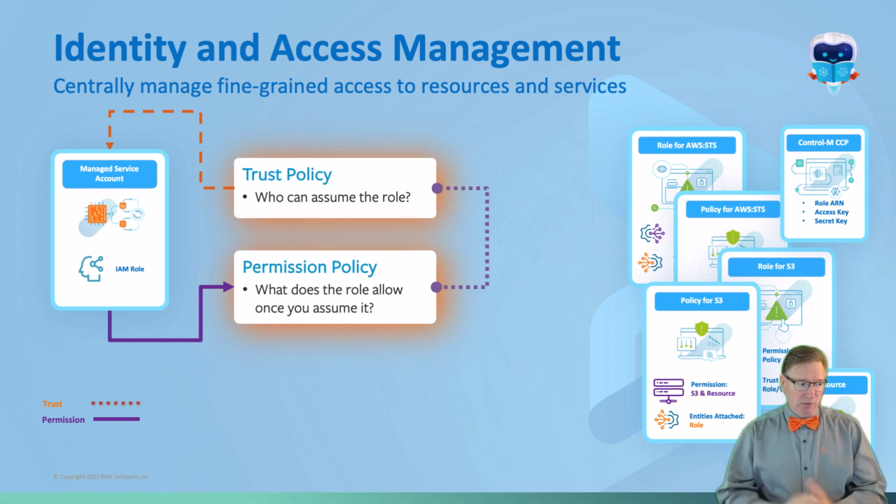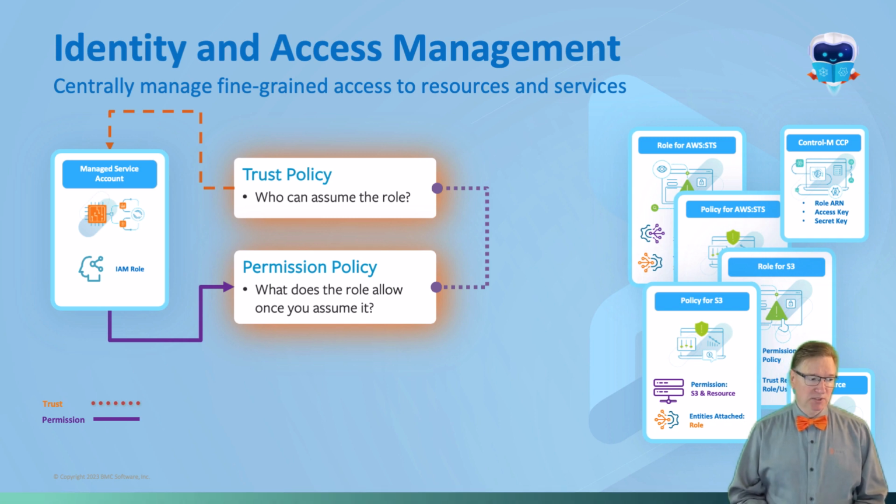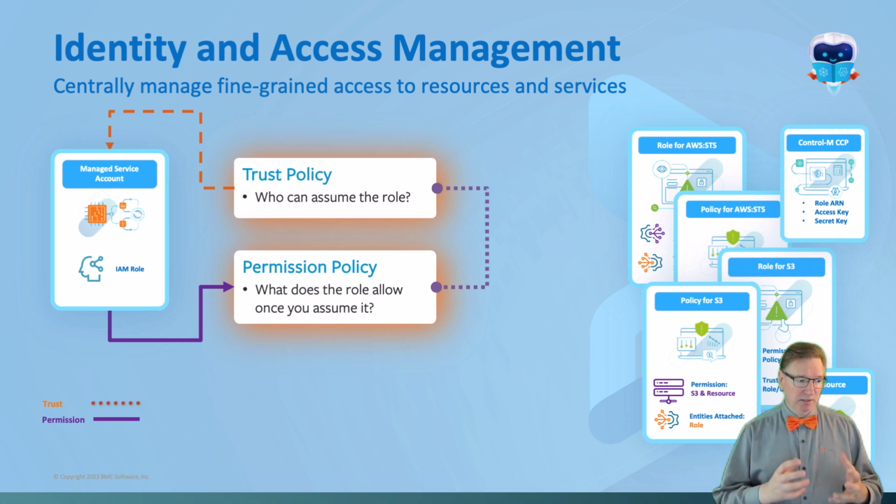So let's break it down a little bit. The trust policies define and control which principals can assume the role based on the specified condition. Trust policies are used to prevent the misuse of IAM roles by unauthorized or unintended entities. And the permissions policies define what the principal who assumes that role is allowed to consume and to access.